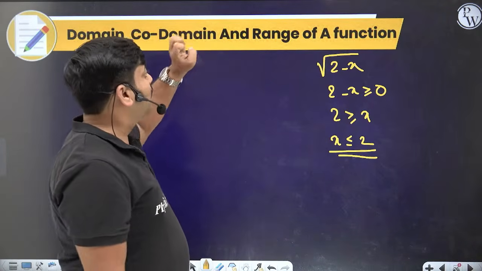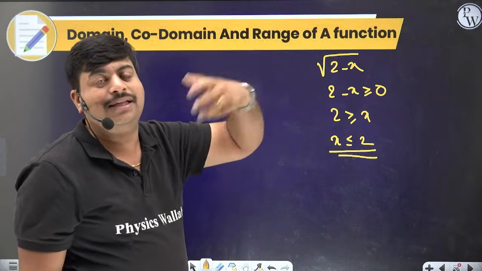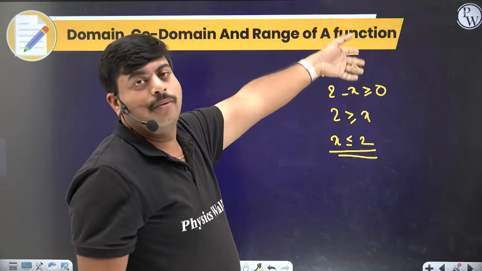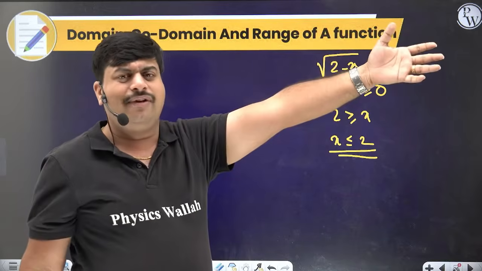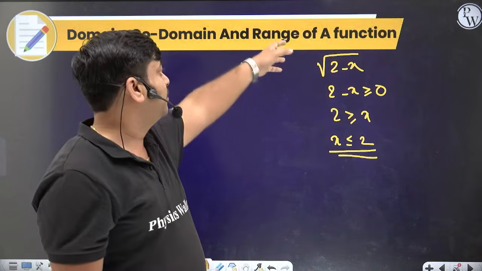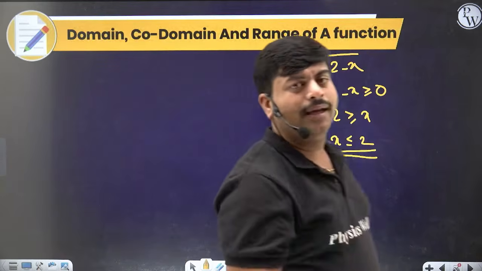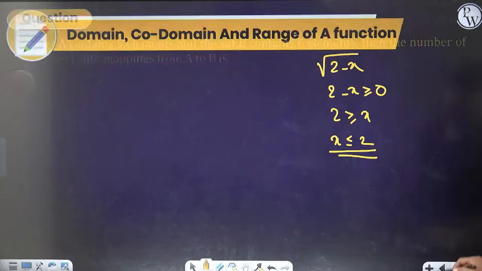And what values we are getting as answers, for example if I keep x equal to minus 5, minus 7, I'll be getting different values, right? So all those answers will be considered as range. Understood? Clear? Okay, so quickly let's move to problems.